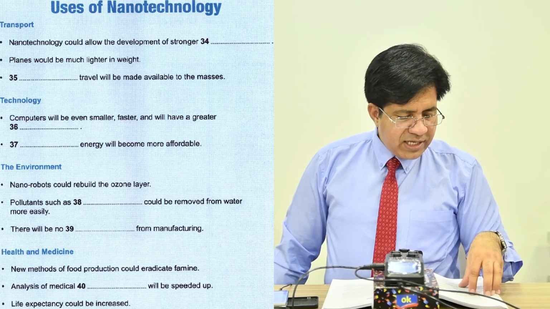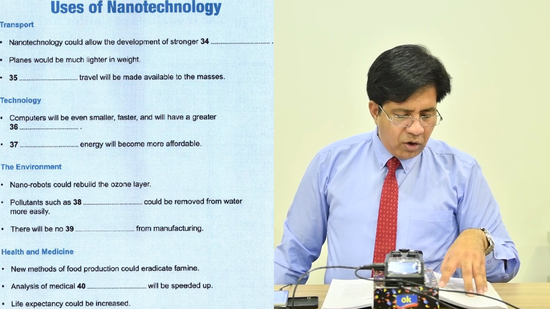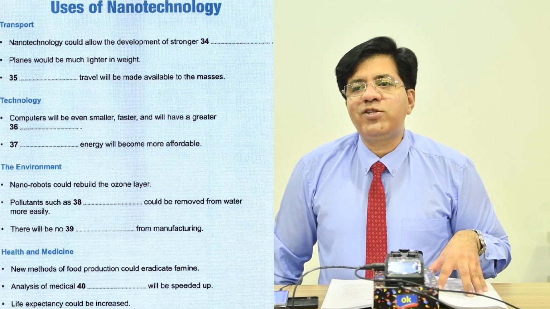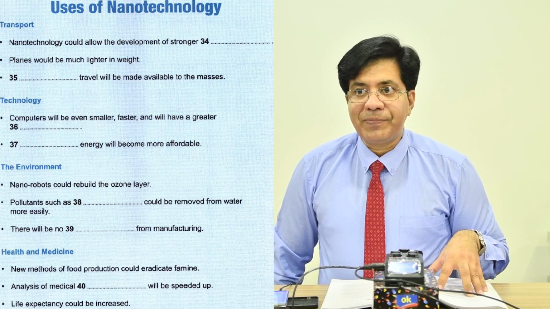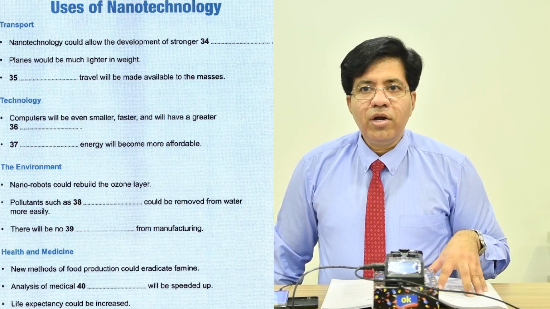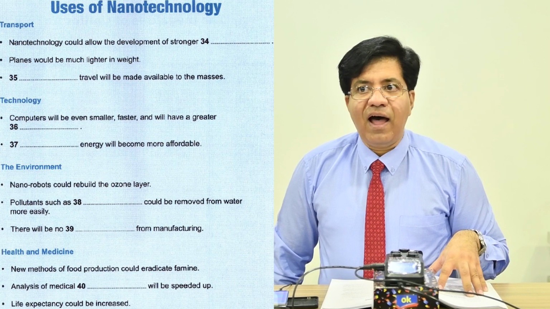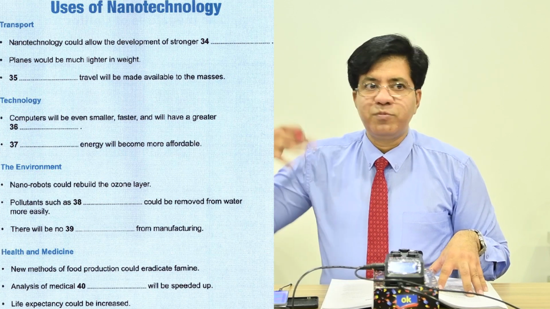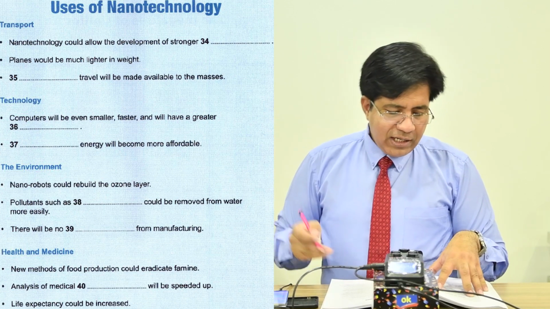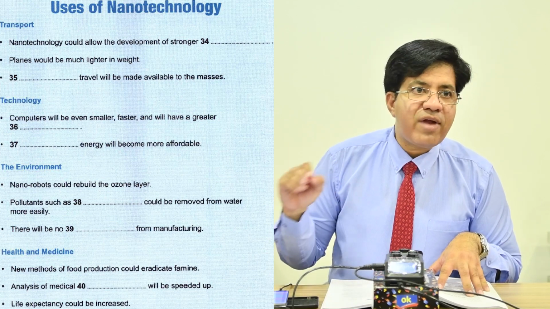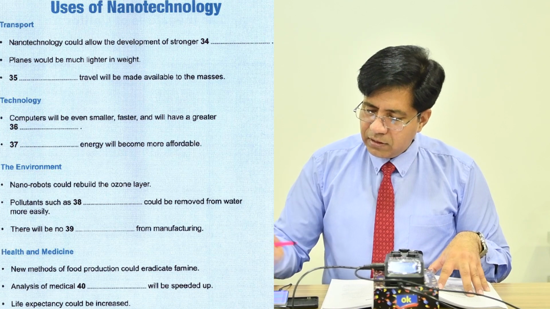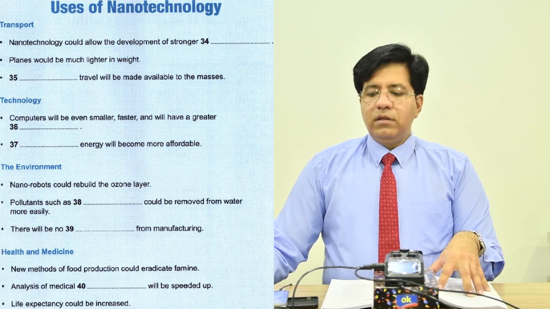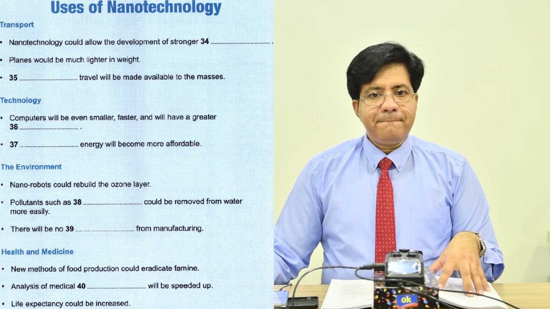The first one is: nanotechnology could allow the development of stronger. Underline stronger and write there more durable. More durable. You understand? Stronger is strong, and more durable is actually the same. Now whatever they say after more durable, that will be your answer. Simple. Let's see.